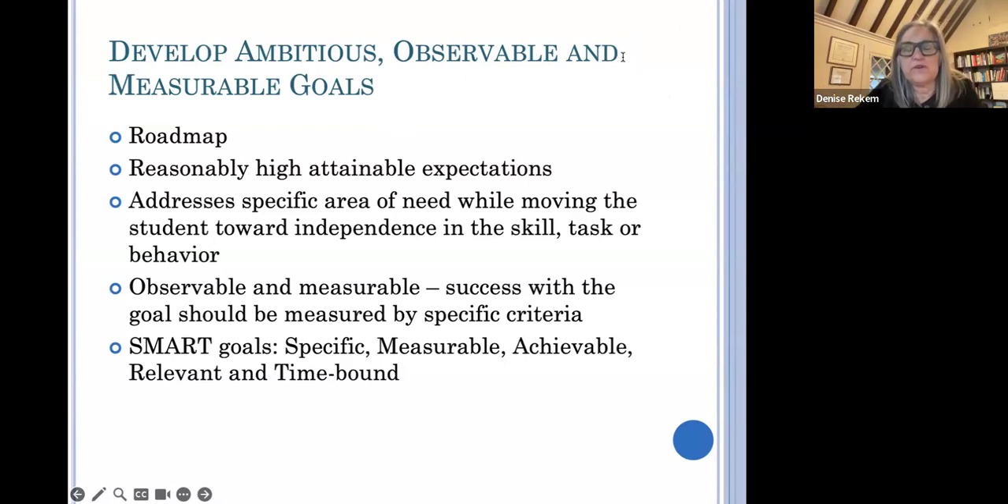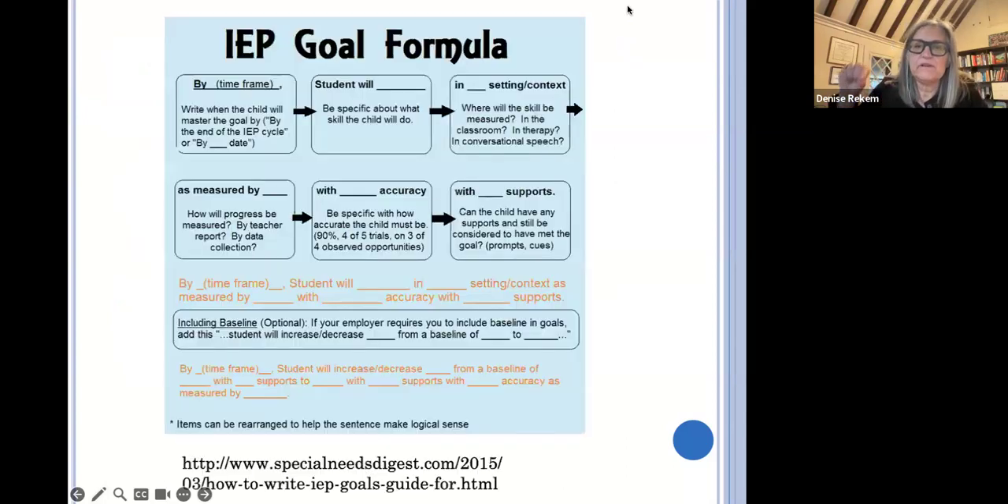The goals should be observable and measurable. And I'm sure many of you have heard of SMART goals, but they should be specific, measurable, achievable.